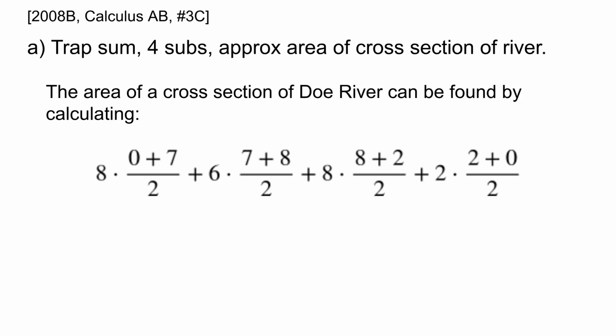So the area of a cross-section of this river can be found by calculating the trapezoidal sum using the 4 subintervals provided by the table. This is the expression 8 times (0 plus 7)/2 plus 6 times (7 plus 8)/2 plus 8 times (8 plus 2)/2 plus 2 times (2 plus 0)/2.